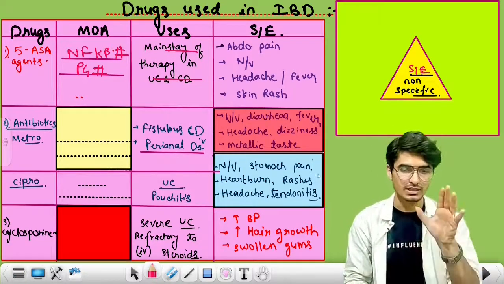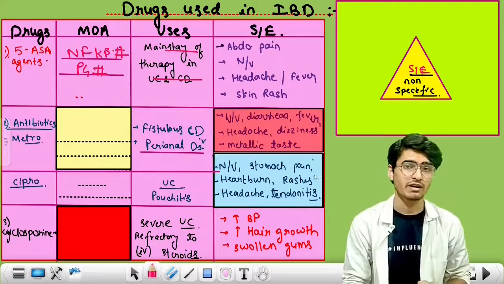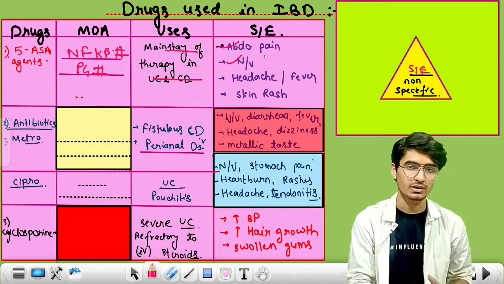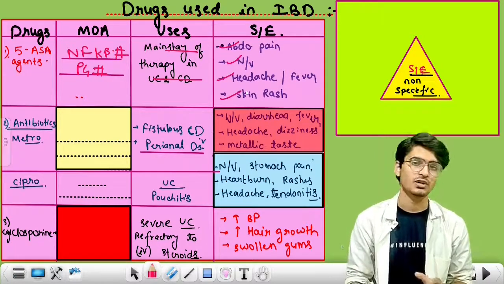So that is the indication, and subsequently we have the side effects of that, and that is abdominal pain, nausea and vomiting, and then headache and fever and skin rashes, right?